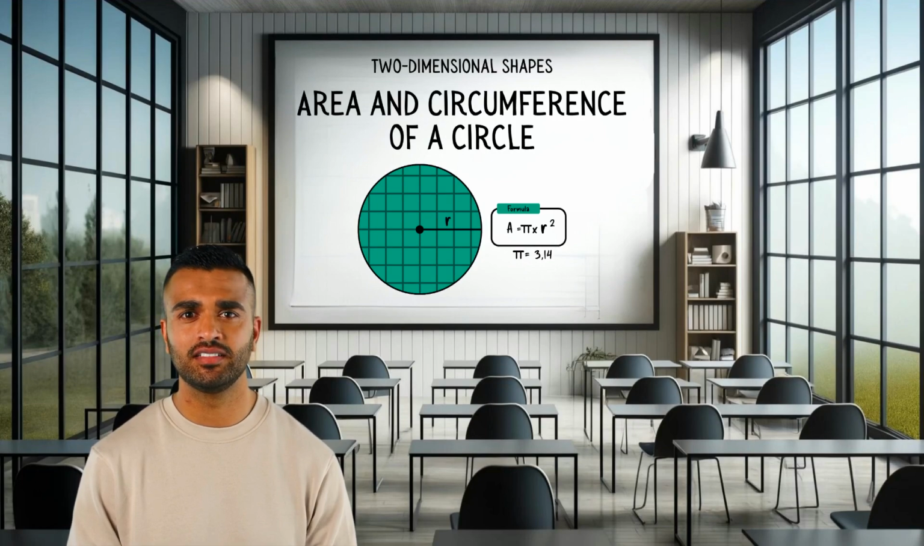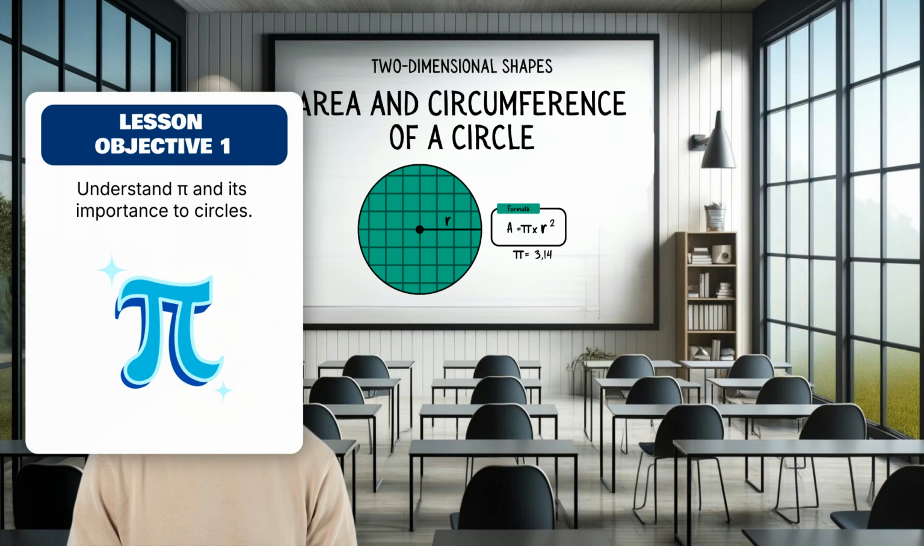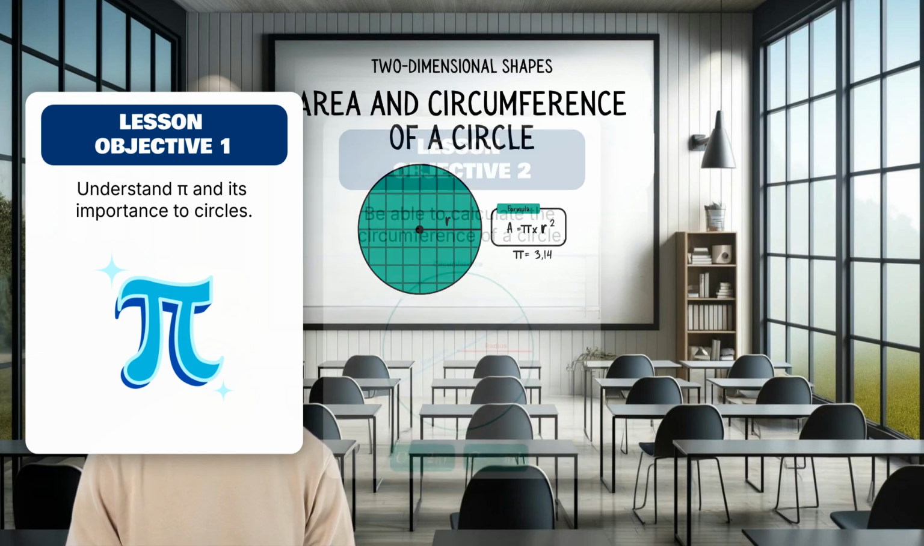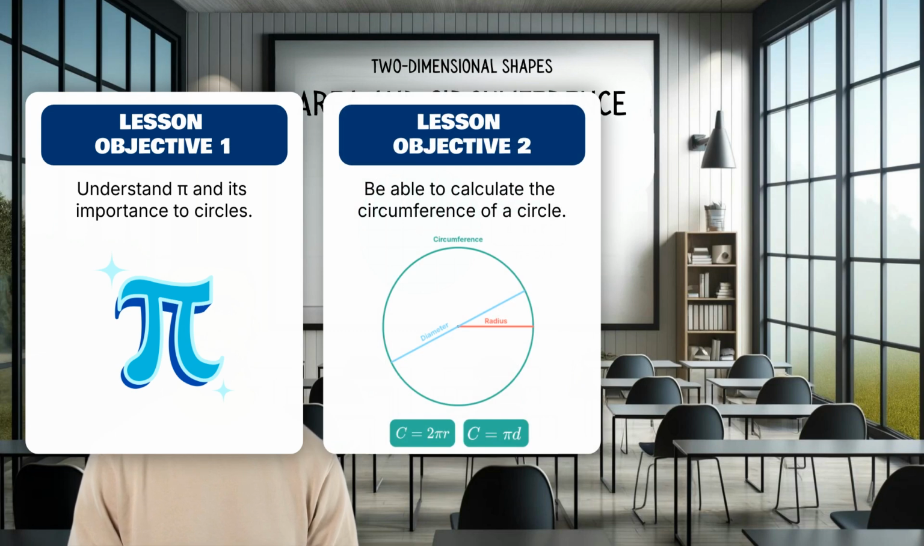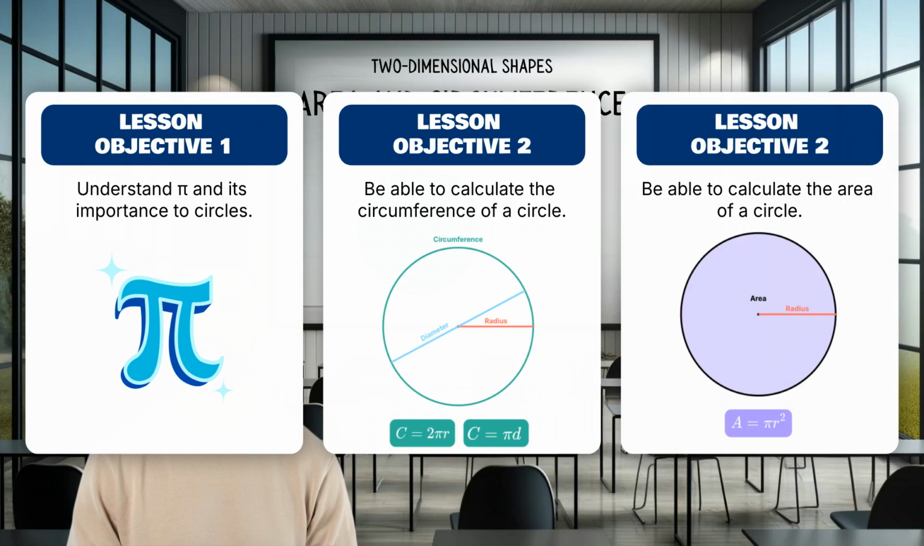In today's lesson, we explored the essential concepts of calculating the area and circumference of circles. We began by understanding pi, a crucial mathematical constant which represents the ratio of a circle's circumference to its diameter. We then learned the formula for finding the circumference, C equals 2πr, where r is the radius. This formula helps us determine the total length around a circle. Following that, we delved into calculating the area of a circle using the formula A equals πr squared, which gives us the space contained within the circle's boundaries.